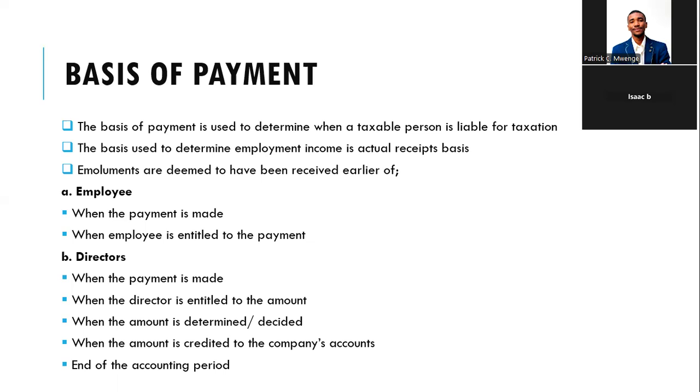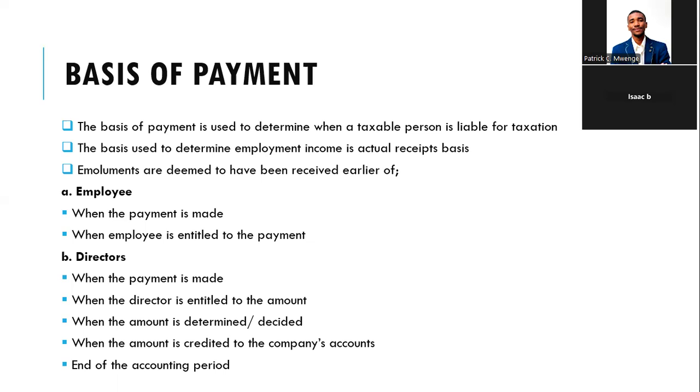But for directors, the earlier of one, when the payment is made, they receive the particular amount that they're supposed to be paid. Then two, when the director is entitled by way of contract to that particular amount that they need to receive. Then three, when the amount is determined or decided. So when the company decides the amount that they need to pay the director, that also is deemed to be a point when that individual is liable for taxation.